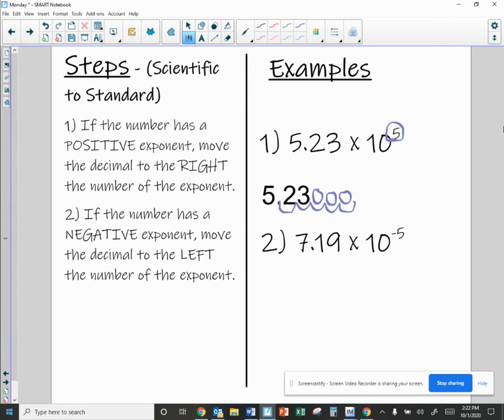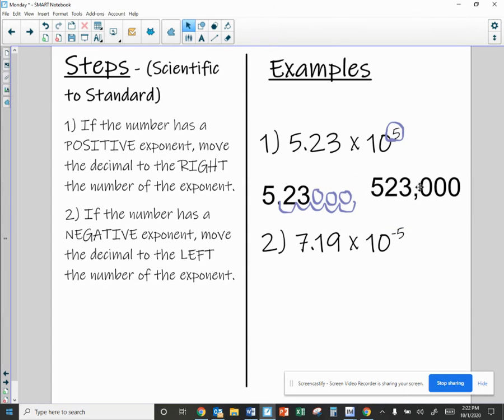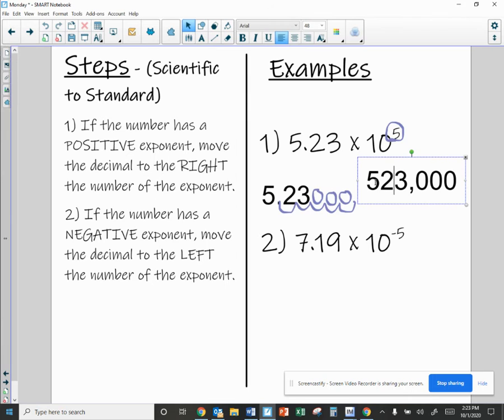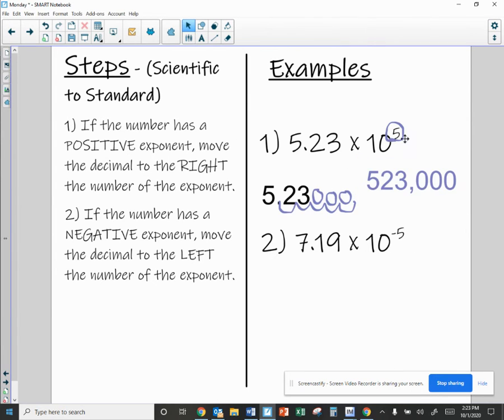And now I'm just going to go ahead and rewrite that number. So now my number is 523 with 3 zeros on the end. I'm going to count back, make sure I put my comma after every third. So that would be that answer right here. I'll change that to the other color so you can see. So that's my answer.